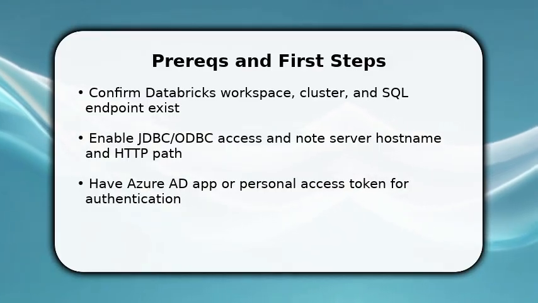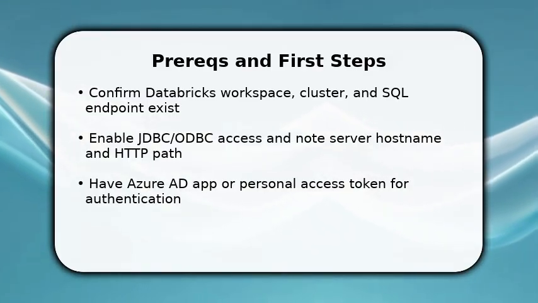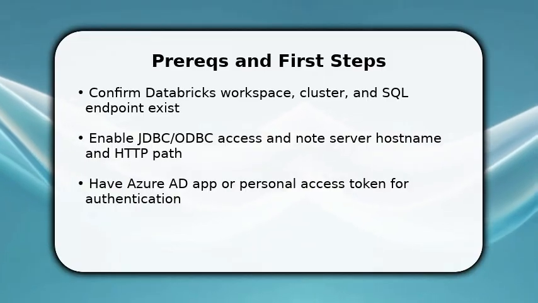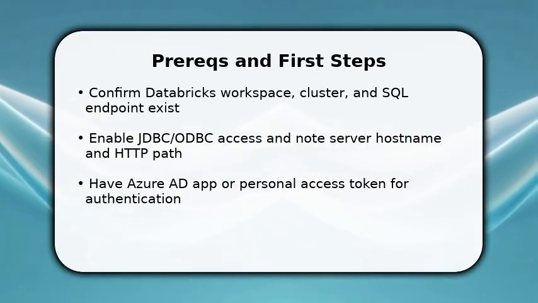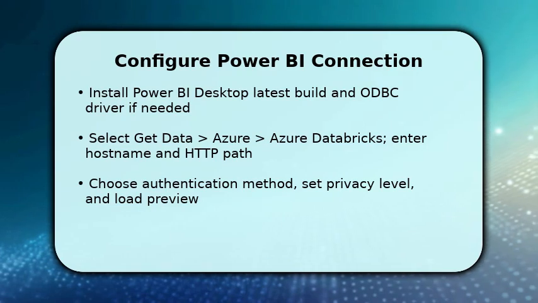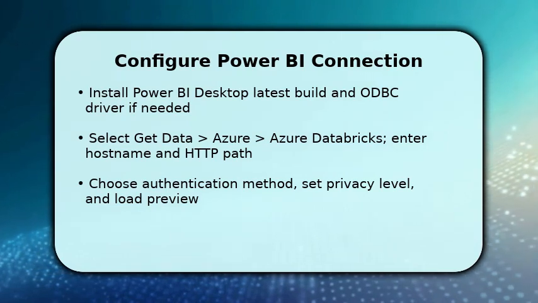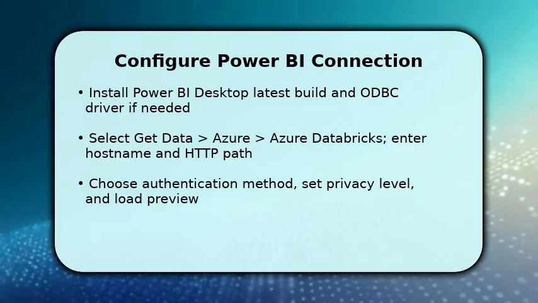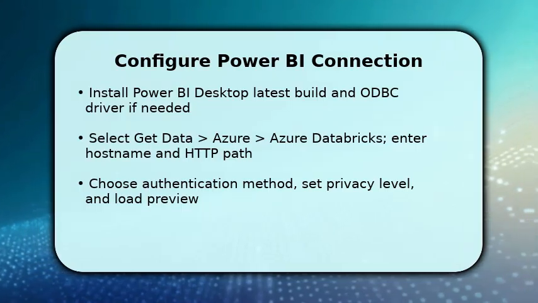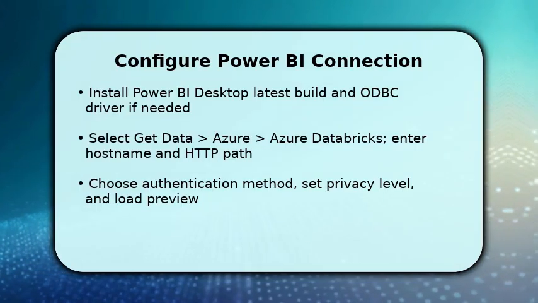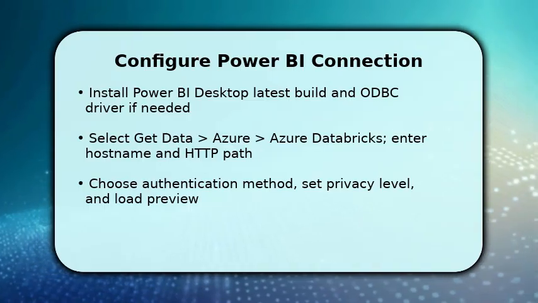Once done, record the tenant ID, client ID, secret, or token so you can paste them into Power BI during setup. Next, open Power BI Desktop and choose Get Data, then Azure Databricks to begin the connection flow. Enter the server hostname and HTTP path you recorded. Power BI will prompt for authentication.